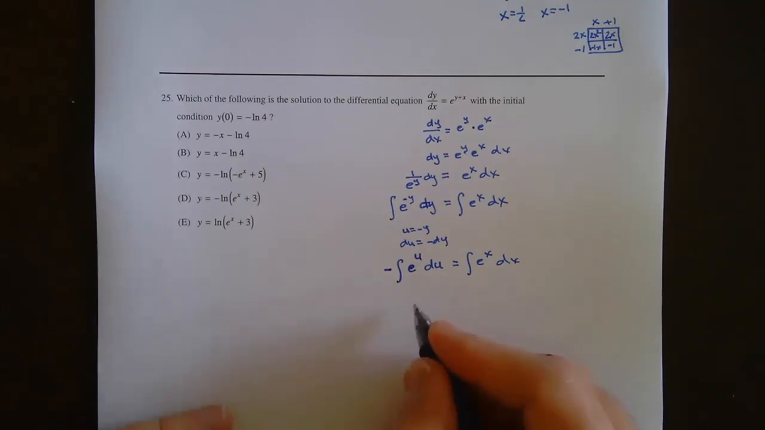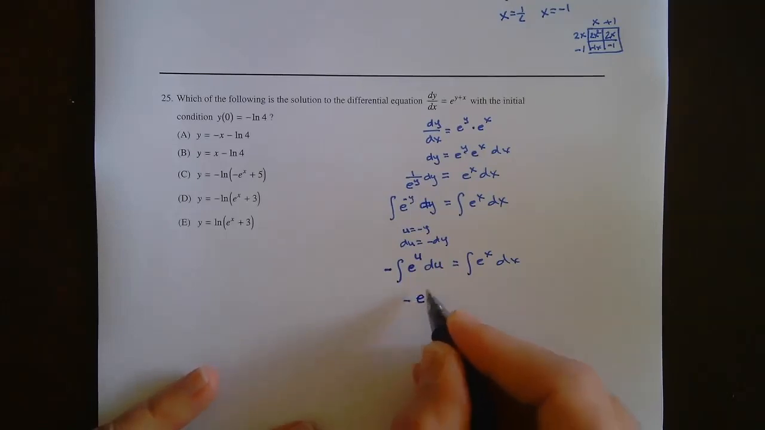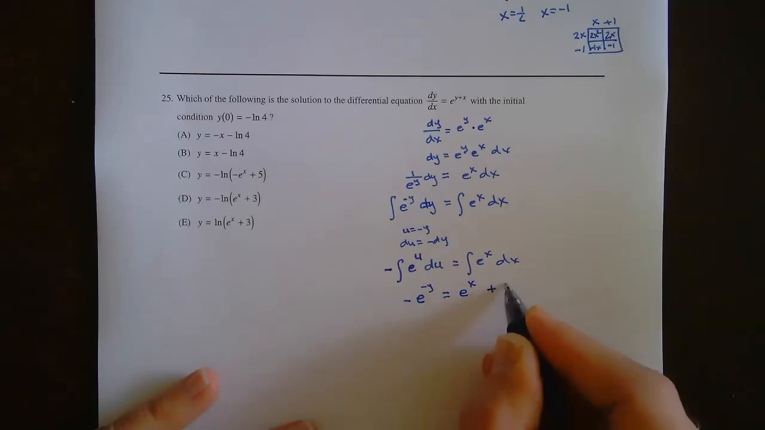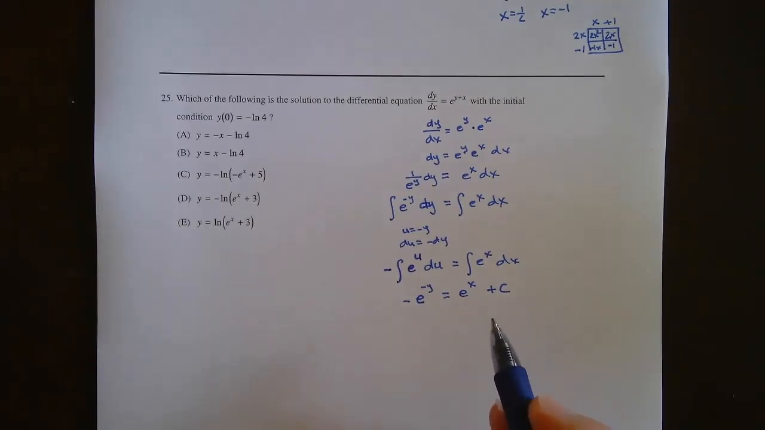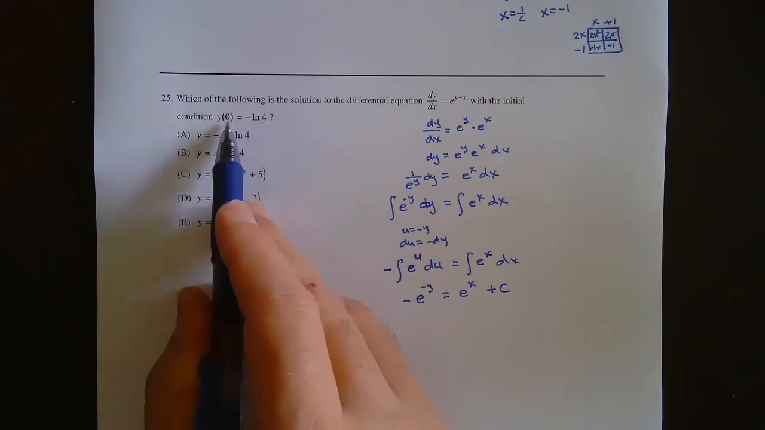All right, so the integral of e to the u is e to the u, right? So this is negative e to the negative y is equal to e to the x plus some constant c, okay? All right, so now it's a matter of, do you solve for y or do you solve for c? And I'm going to choose to solve for c at this point, okay? So I know if I put 0 in for x, I'm going to get negative natural log of 4 out, okay? So my y is negative natural log of 4 and my x is 0, okay?